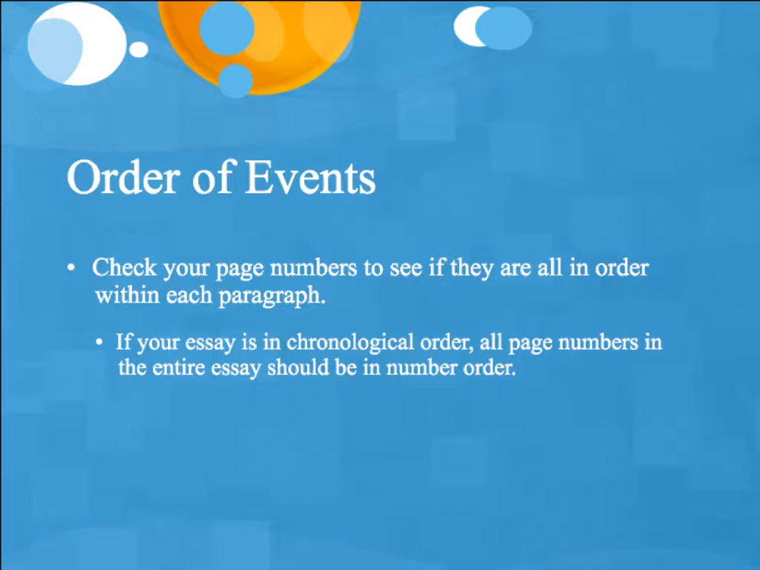That gets confusing. So you want within each paragraph to go in the order of events, even if you did the Think in 3 style paragraphing. If your whole essay is in chronological order, all page numbers in the entire essay should be in number order, okay? So you want to go look and make sure that you've got all of that done.